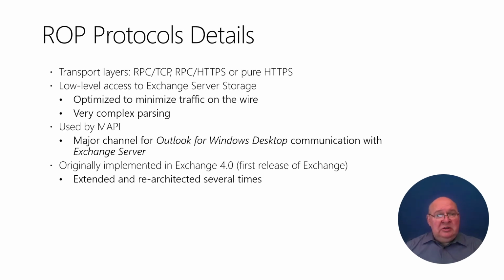Details. Transport layers for ROP protocols is RPC over TCP, RPC over HTTPS, or pure HTTPS. It provides low-level access to Exchange server. It's significantly optimized to minimize traffic on the wire and has very complex parsing. It's used by MAPI, and it's major channel for Outlook for Windows Desktop and Exchange server communication. Originally implemented in Exchange 4.0, which was first release of Exchange, and extended, re-architectured multiple times.